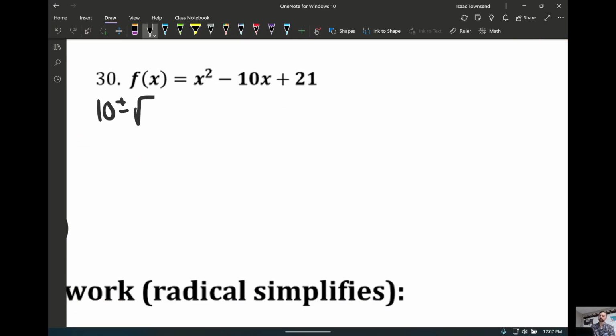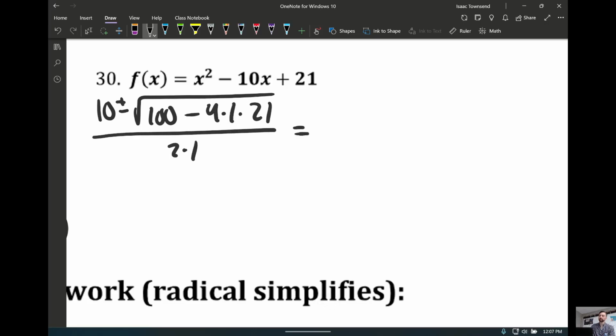So your first step should look like this. Opposite of B plus or minus square root of B squared minus 4AC, all over 2A. Again, you're just doing what the formula tells you to. You're not really putting any thought into it at that point. 2 times 1 is 2. This part's called the discriminant. Be extra careful here. 4 times 1 would be 4, times 21 would be 84. 100 minus 84 would be 16. That's one I think you should probably be able to do without a calculator.